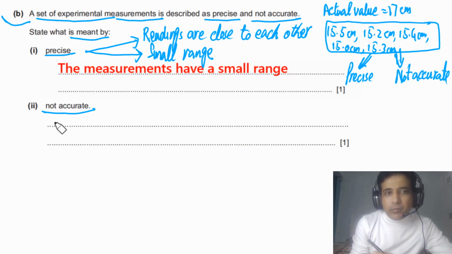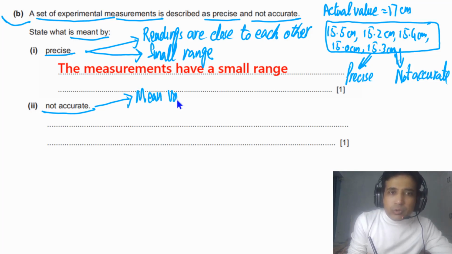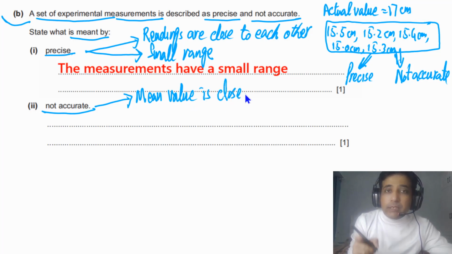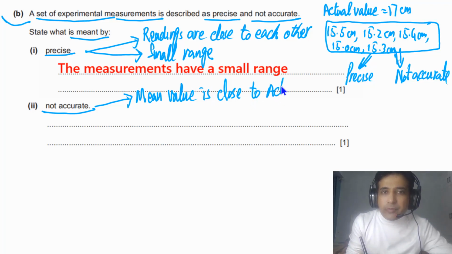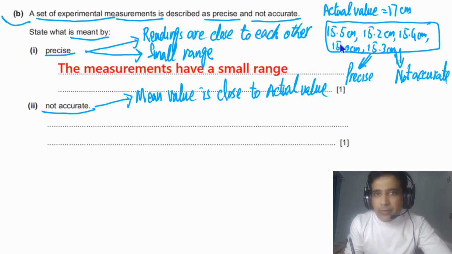Now let's try to understand what is meant by not accurate. Data is accurate if the mean value is close to the actual value. So this is how you can define accurate. Your data is accurate if the mean value of your data is close to the actual value. But in this case, the mean value is not close to 17 centimeters, so this data is not accurate.